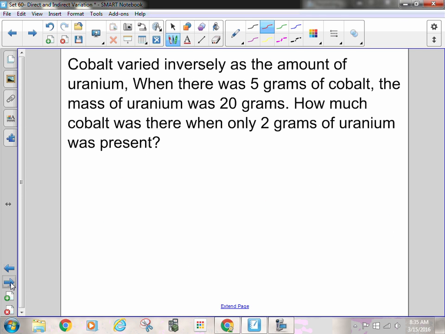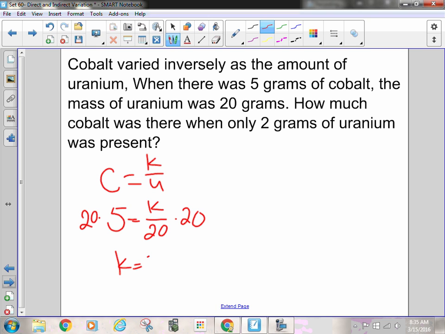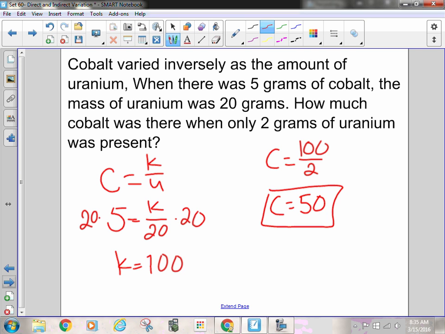So let's look at one more inverse. Cobalt varied inversely as the amount of uranium. When there was 5 grams of cobalt and the mass of uranium was 20 grams. So we're going to multiply both sides by 20. K equals 100 here. Okay. How much cobalt was there when there was only 2 grams of uranium? So my cobalt went up to 50 when my uranium went down to 2. So varies inversely. One goes up, one goes down.